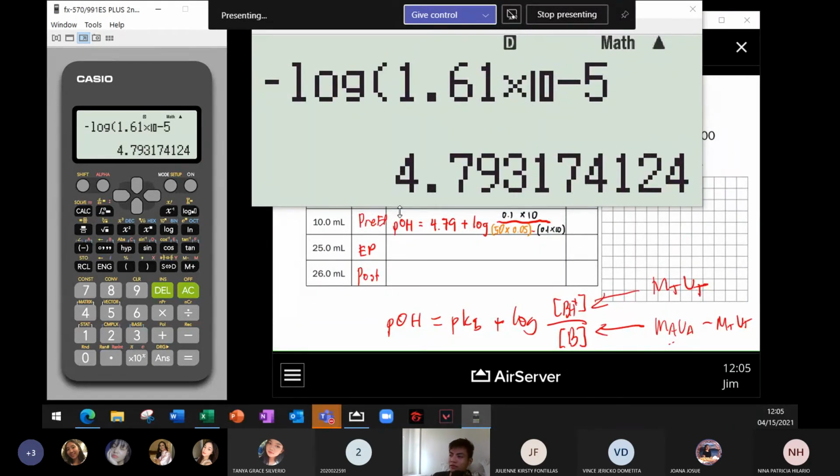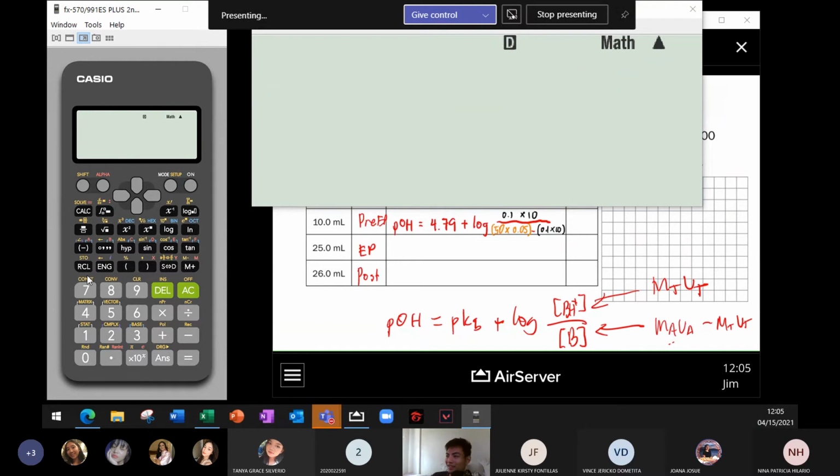Delete ang calcu. Yung calcu yung dinelete na. Okay. Ano to? POH makukuha. Gusto ko pH. So, POH muna. Solve natin POH. POH muna. Okay.